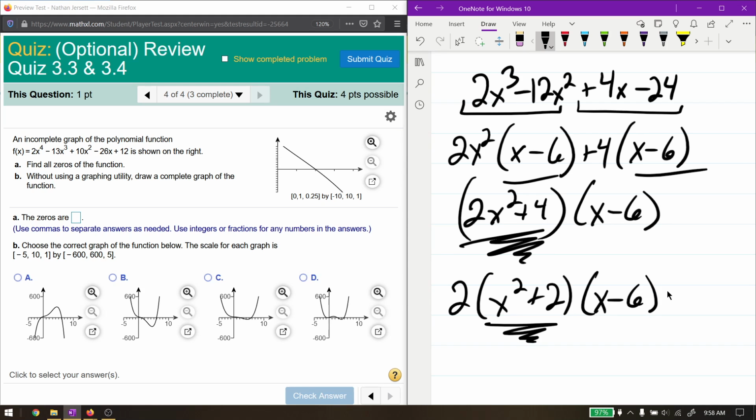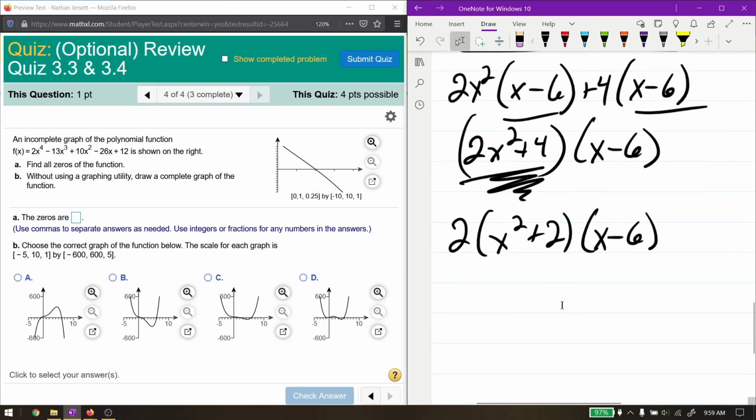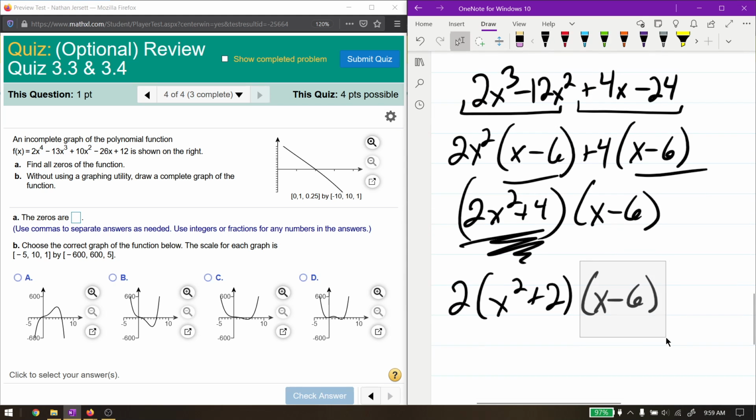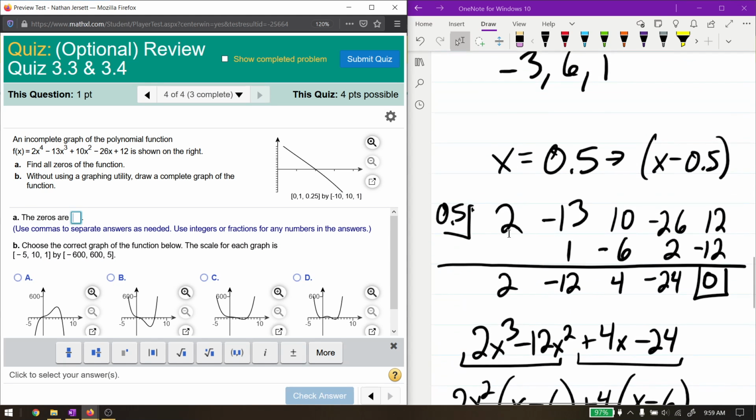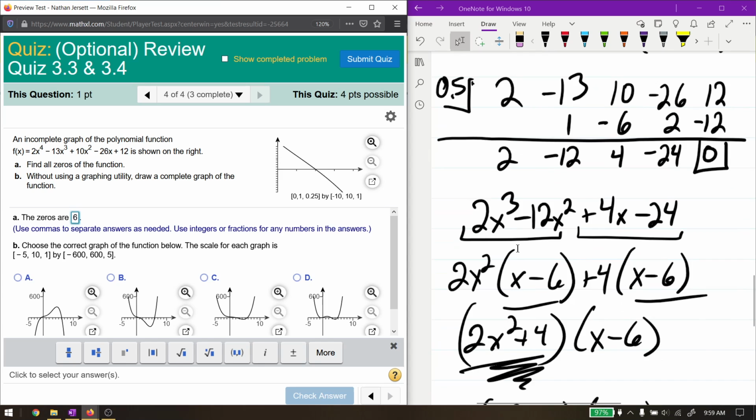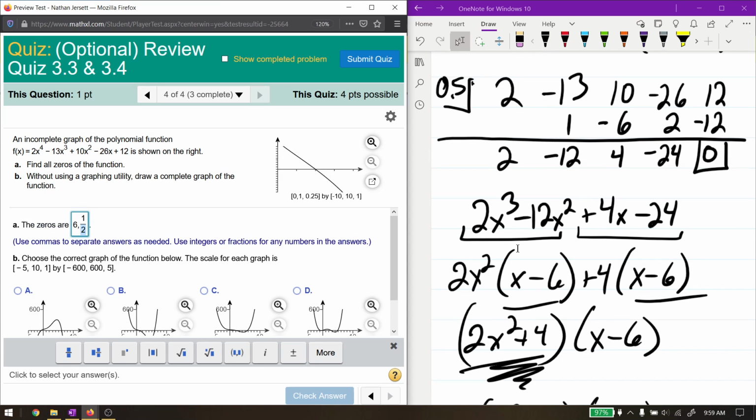And this is a sum of two squares. 2 is the square root of 2 squared. And that is prime, meaning you can't factor it over real numbers. So it's not going to add any zeros to it. We did find a 0 here. This one's going to be positive 6. So we know there are zeros of positive 6. And it says it wants fractions. So instead of 0.5, it's going to be 1 over 2.